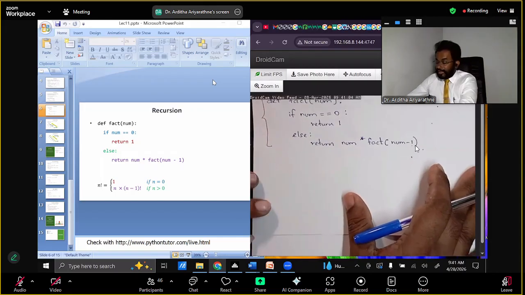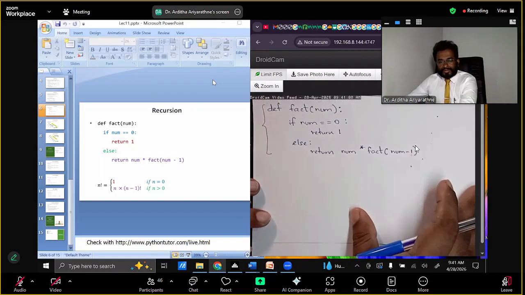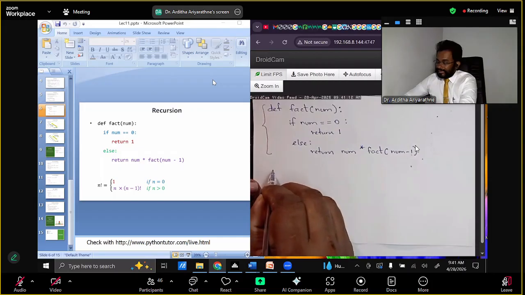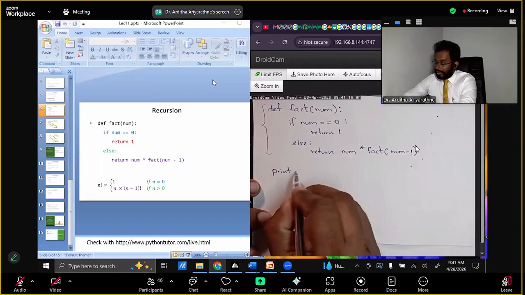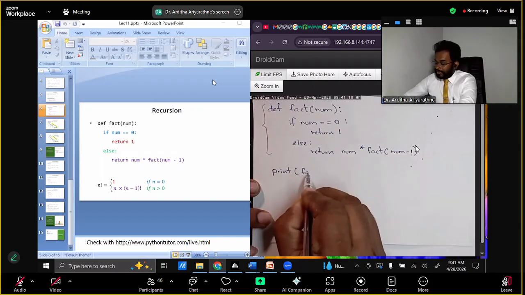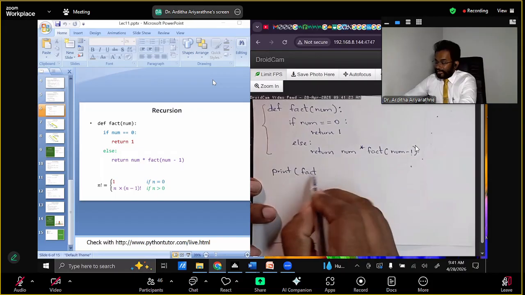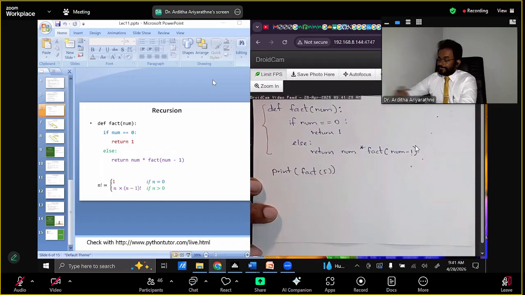So how to ask this person to do this? How to ask? Here, inside print, we are calling this function with the value that we want. Just as an example, factorial 5, like this. Right. Now let's see what is happening.